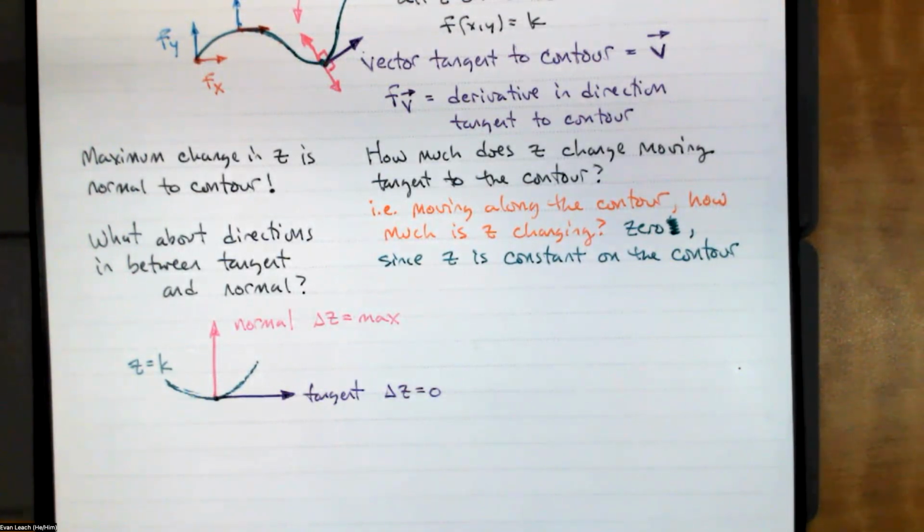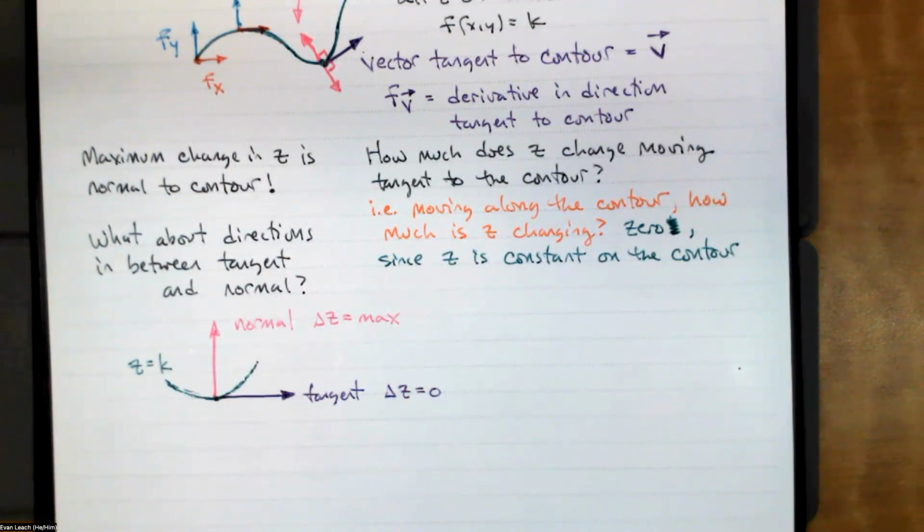Traveling tangent to the contour means we're moving along the contour, which means our elevation is not changing. If we are walking along the hill, following the contour, and we want to go the steepest route up the hill, we will turn perpendicular to our path and go straight up the hill. All right. So what about the stuff in between? What about directions in between tangent and normal? So let's get a better idea about what's going on between tangent and normal.